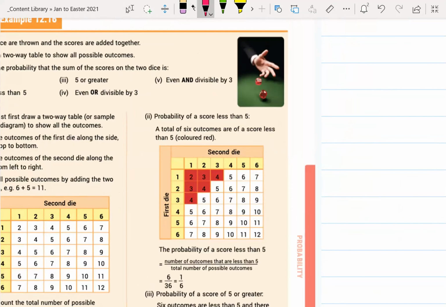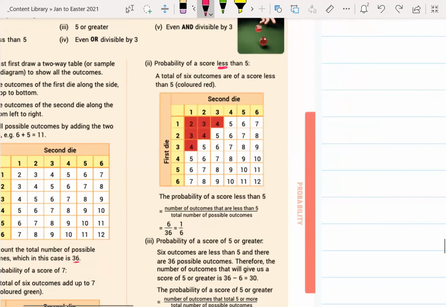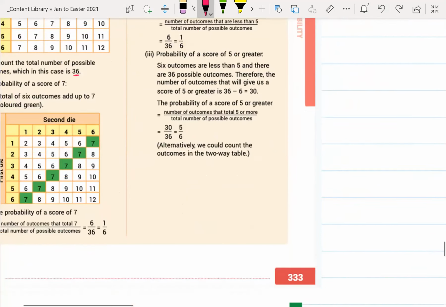Less than 5. Well, if it's less than 5, you're talking 4, 3, and 2. So you can see them in the red there. And how many are there? 1, 2, 3, 4, 5. Is it 6? Yeah, there's 6. 6 red boxes there. That's 6 over 36 or 1 over 6.